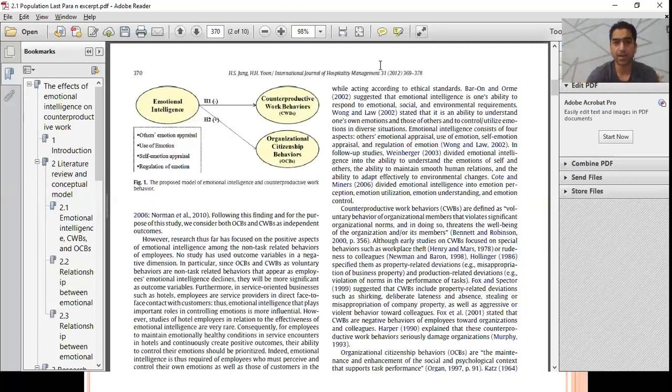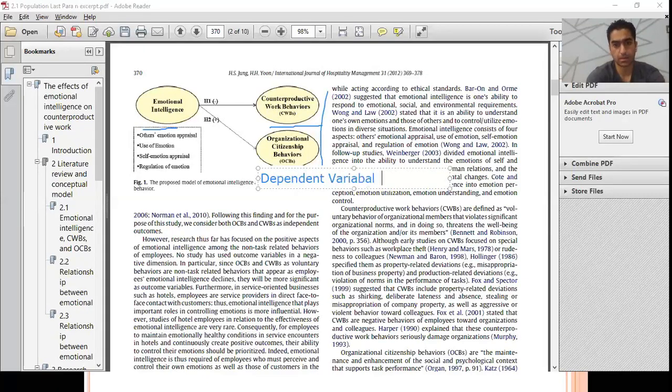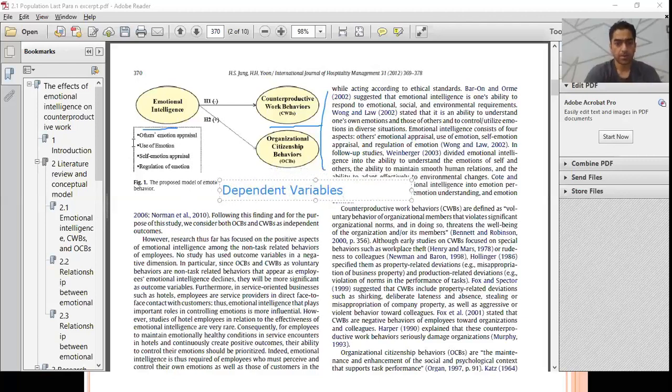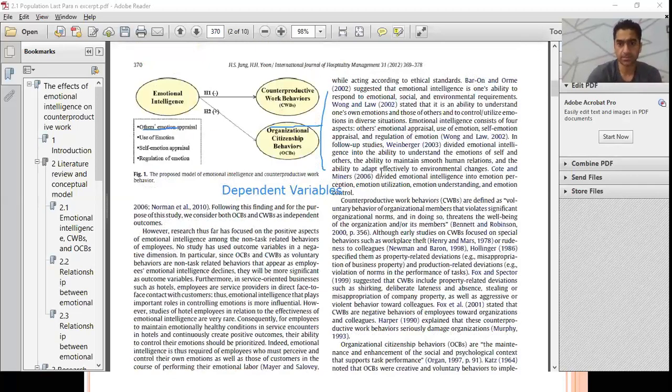Here we have independent variables and we have the dependent variables. These two are the dependent variables. Not necessarily every time we have two independent and one dependent. Sometimes we have two dependent variables or three dependent variables. Anyways, the model is quite simple.